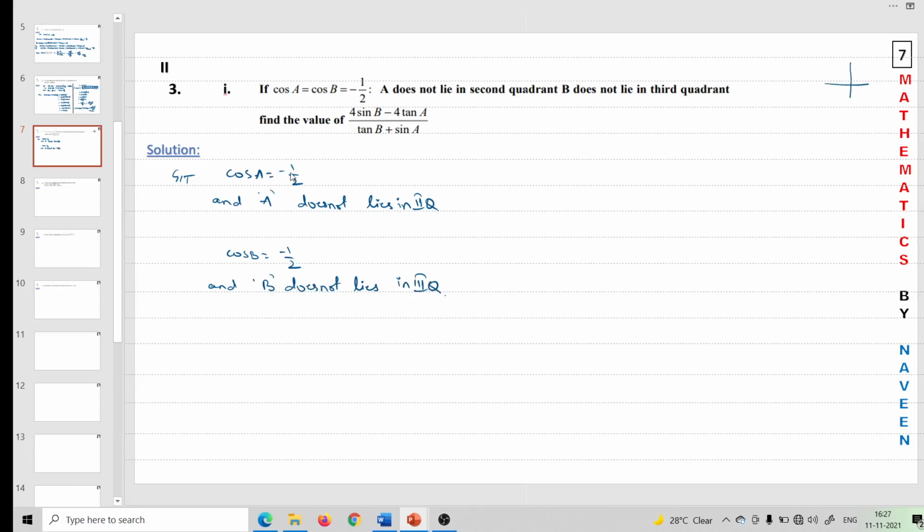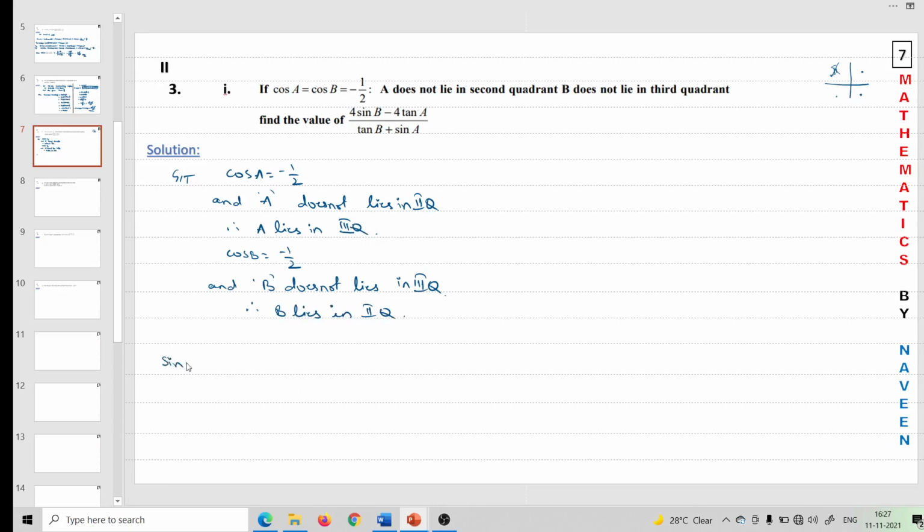See, cos A is positive in the first and fourth quadrants and negative in the second and third quadrants, but it is mentioned that A does not belong to the second quadrant, which means A is in the third quadrant, and B lies in the second quadrant. Clear up to here, everyone?